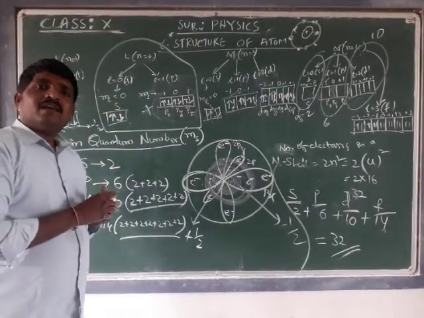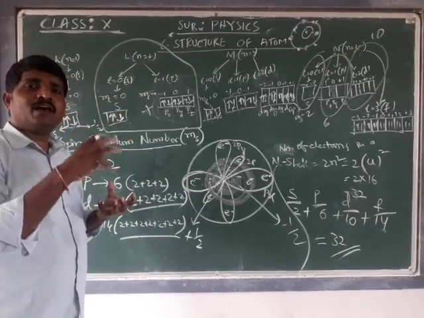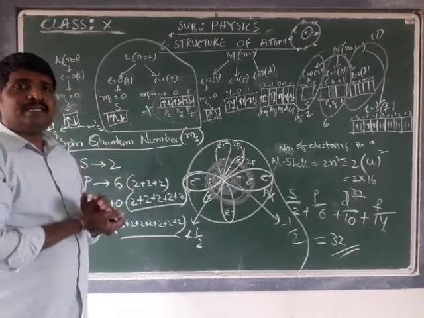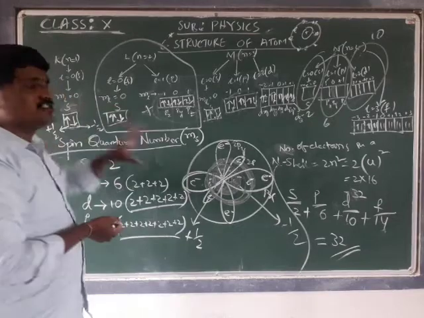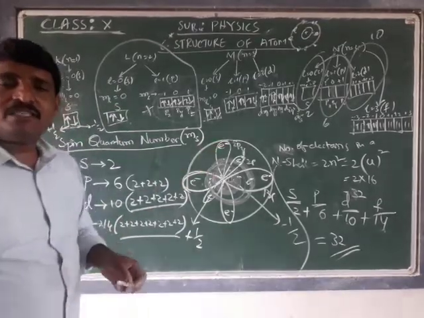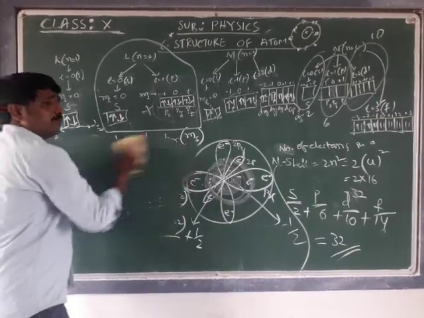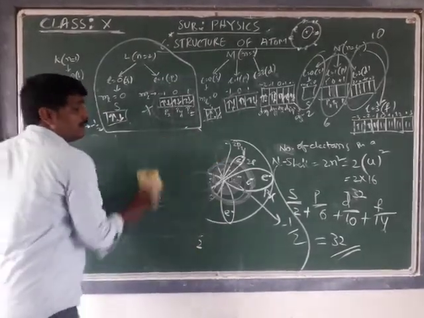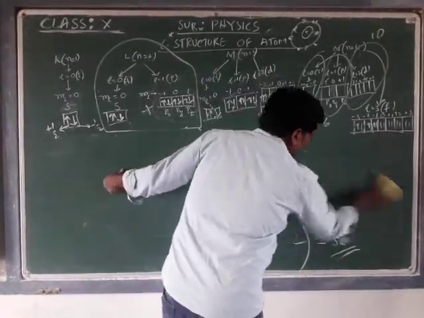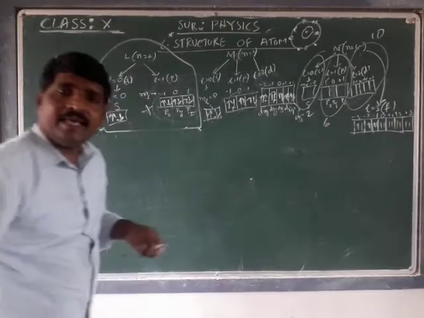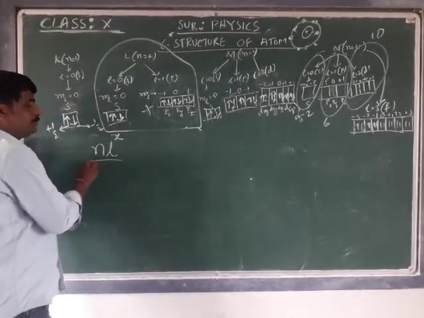Now let's see what the notation or method is for representing the process of filling the electrons in these shells and subshells. We will see it with examples and some extra information. The representation of filling of electrons is done by the NLX method. Next is the NLX method.